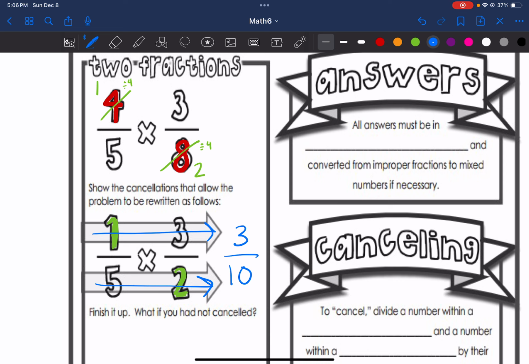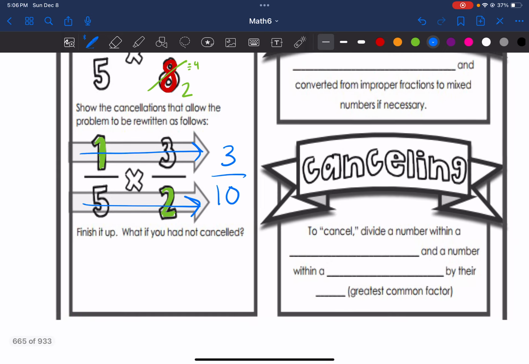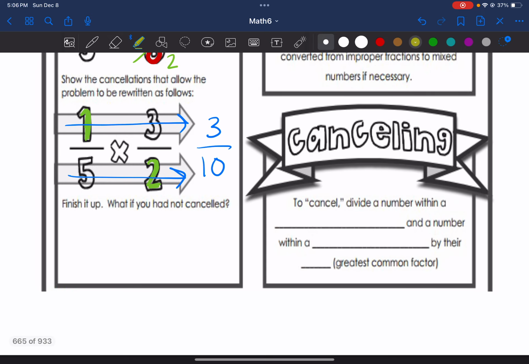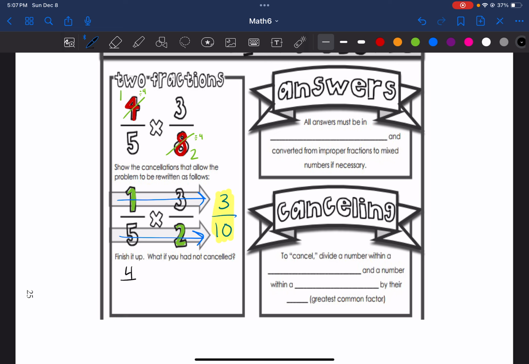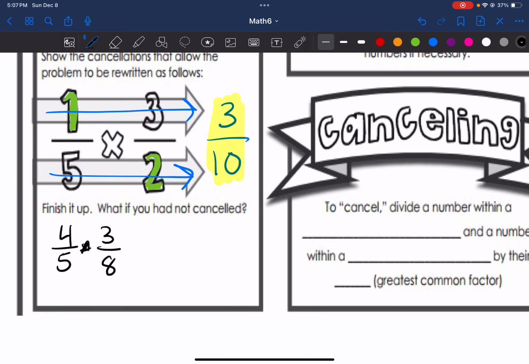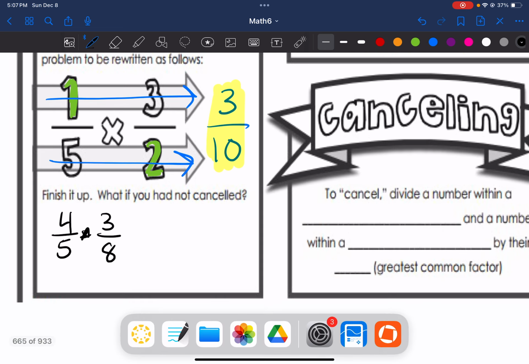So here are your notes for the bottom, because if you think about it, this is your answer. Now, what if we didn't cross cancel? What if you actually just tried it like we did before? Go ahead and try it. 4 over 5 times 3 over 8. Multiply directly across. What do you notice? Go ahead and pause the video here before you see the answer.